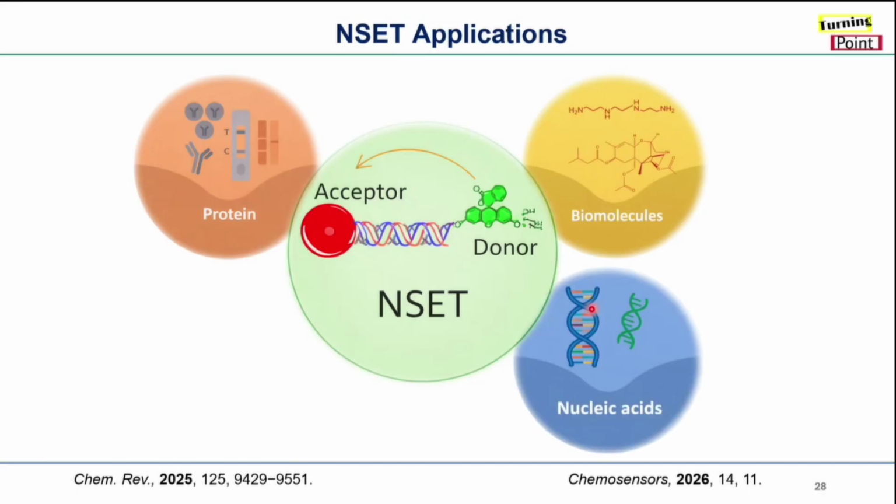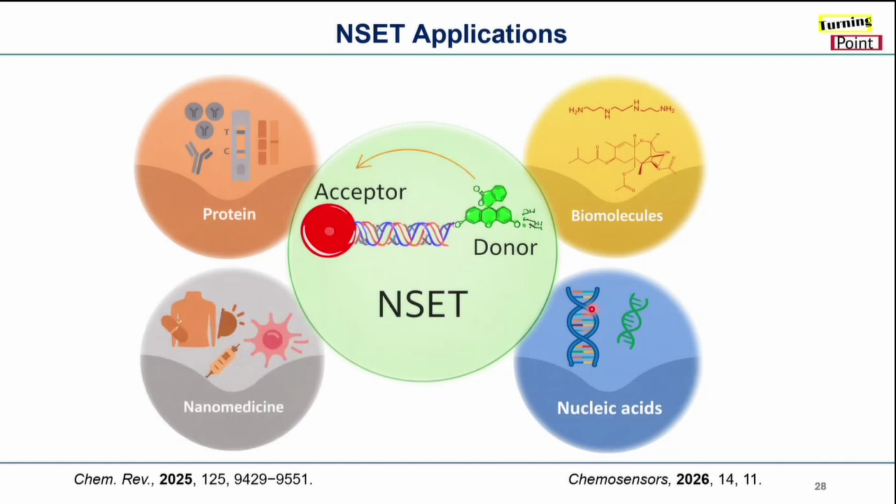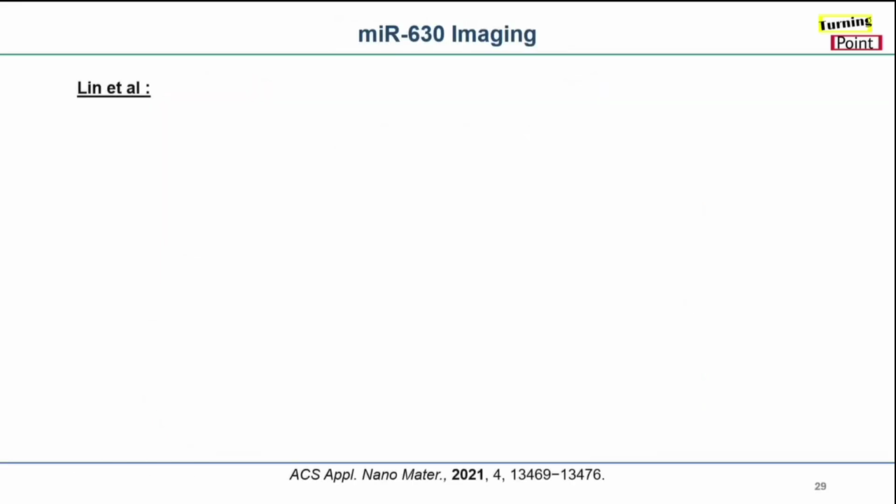And in the case of nucleic acids, it allows ultra-sensitive detection of DNA and RNA sequences through hybridization-induced fluorescence quenching. Also in nanomedicine, it is used to track drug delivery, nanoparticle distribution, and therapeutic activity within the biological system. Due to time, I will discuss one of these applications, which is reported by Lin and co-workers. They developed a nanoparticle probe.